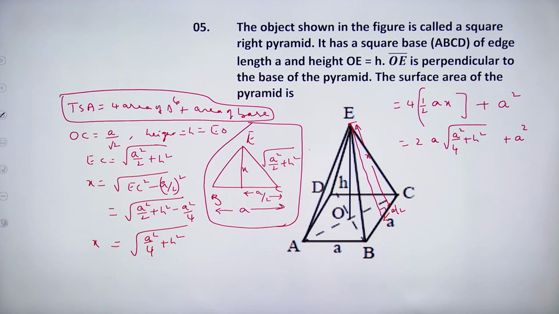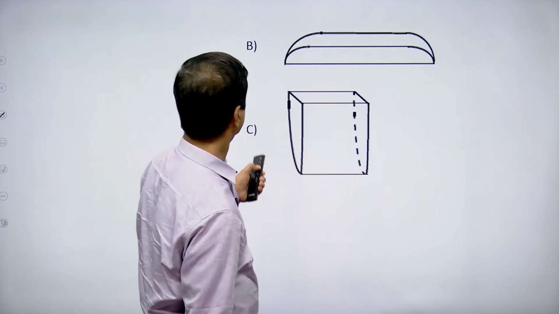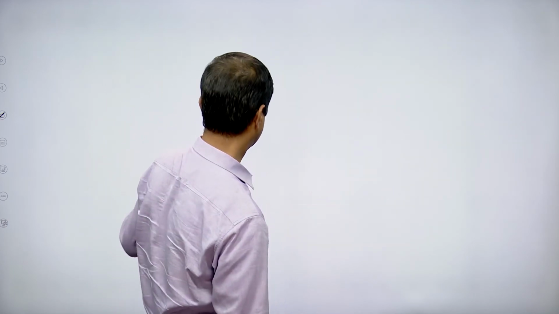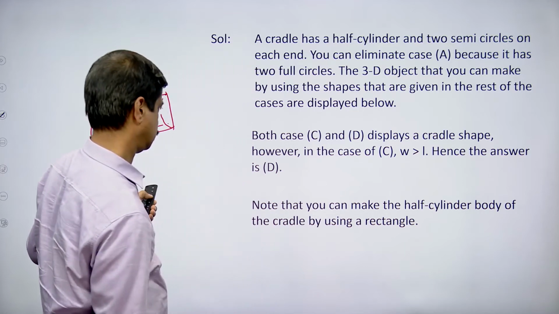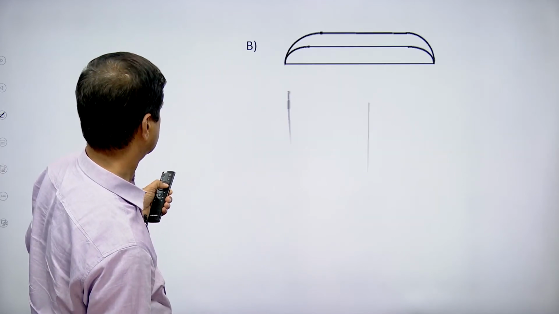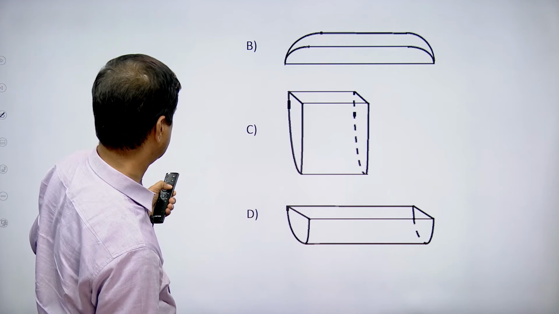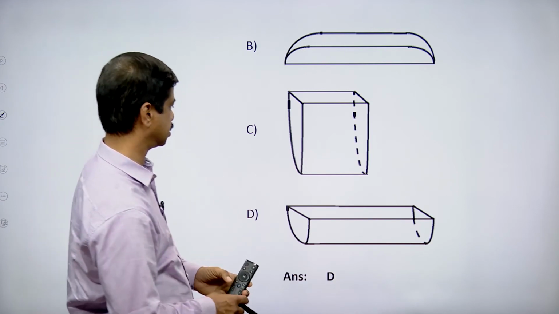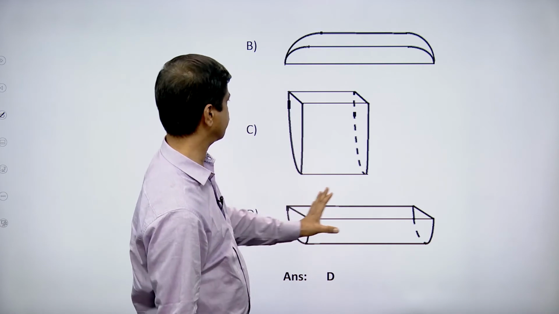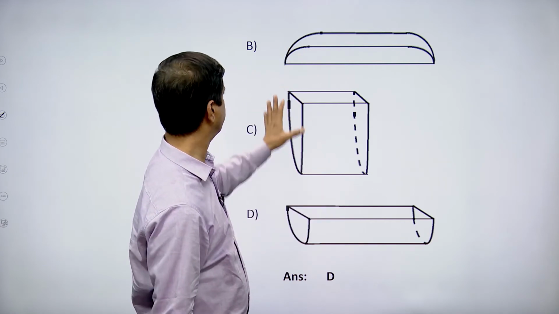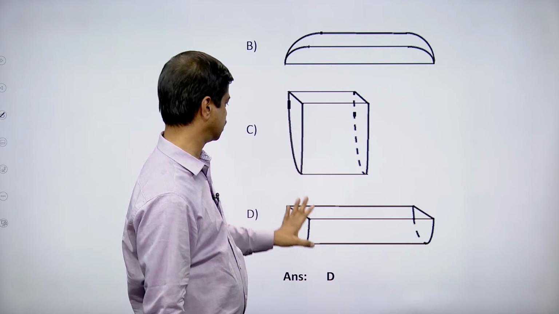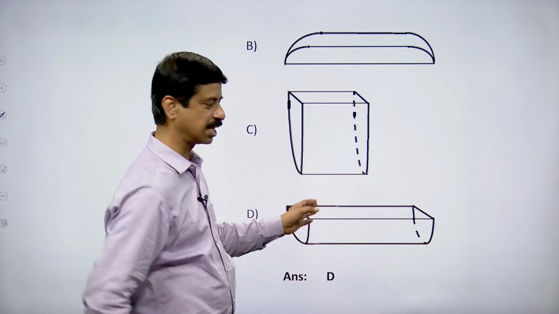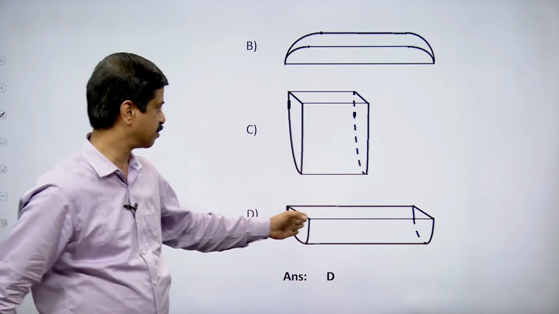Okay, children, let us go to the next question. What is this? B, C, D, where is A? Yeah, this is a 3-dimensional structure, children. You can see it and understand very clearly how it is. B is like this, C is like this, D is like this. So this is the cradle, isn't it? This is the shape of a cradle.